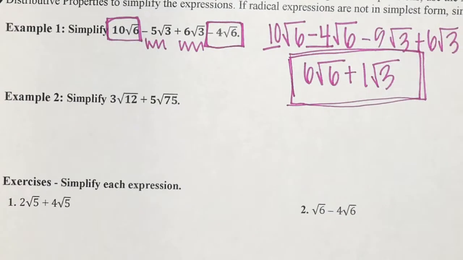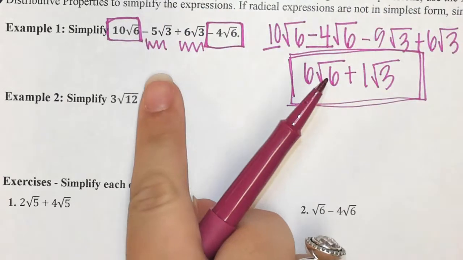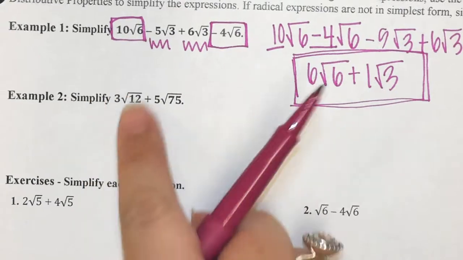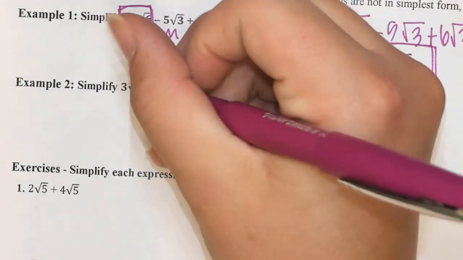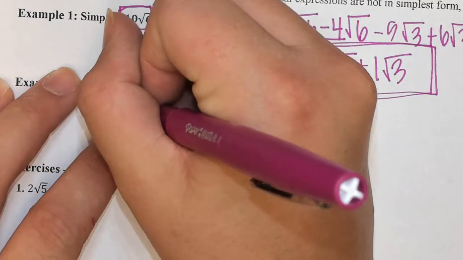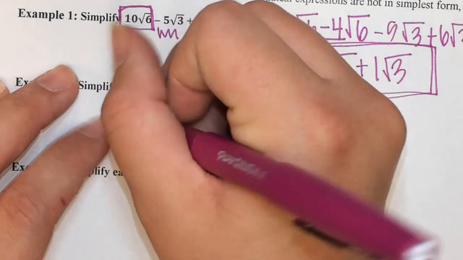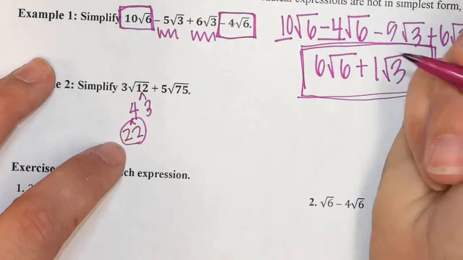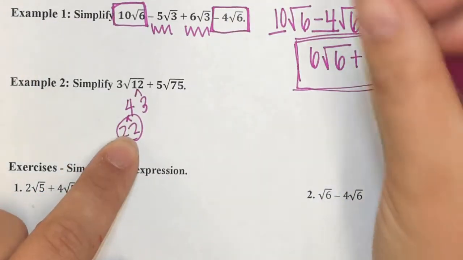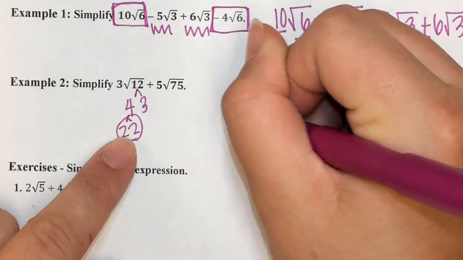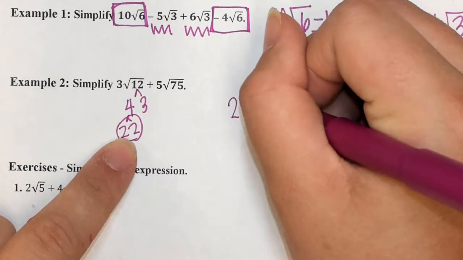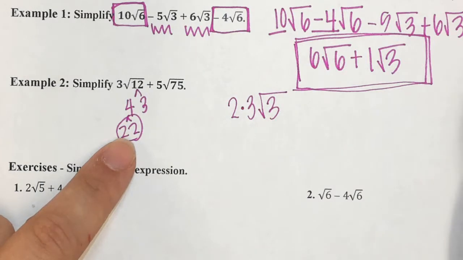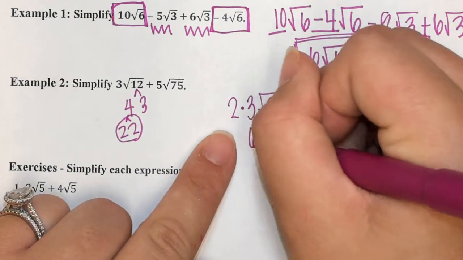Now let's look at example 2. Are their radicals the same? Can they both be simplified and potentially be the same? Yes. So just ignore 5 square root of 75 and simplify 3 square root of 12. 12 breaks down to be 6 and 2, or 4 and 3. 4 breaks down to be 2 and 2. So I can circle 2. So 2 comes out front with the 3. And who's left at home? 3. Square root of 3. 2 times 3 is 6, so you have 6 square root of 3.